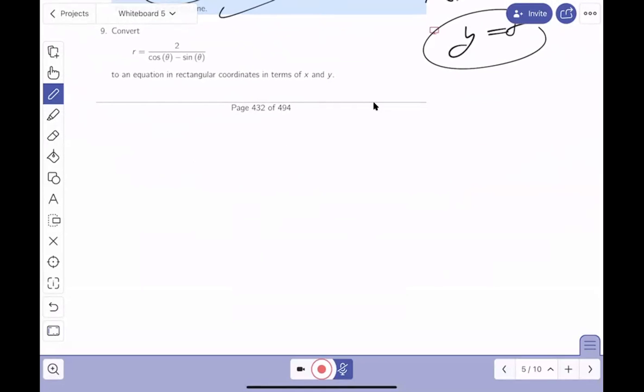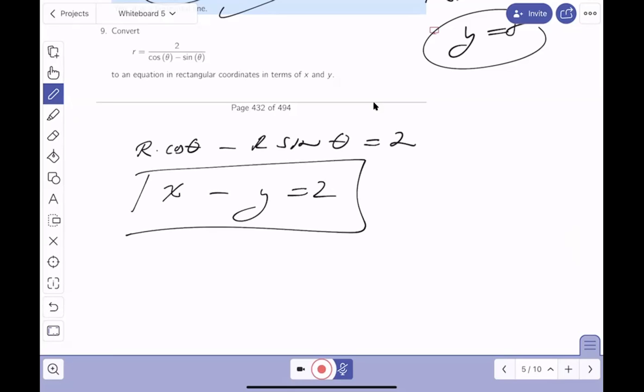All right, let's look at number 9. I would clear the fraction. And what do you get? r cosine theta minus r sine theta is equal to 2. And by clearing the fraction, I said this is very familiar to me. What do I get over here? x minus y is equal to 2. This is an equation of a line, very simple.